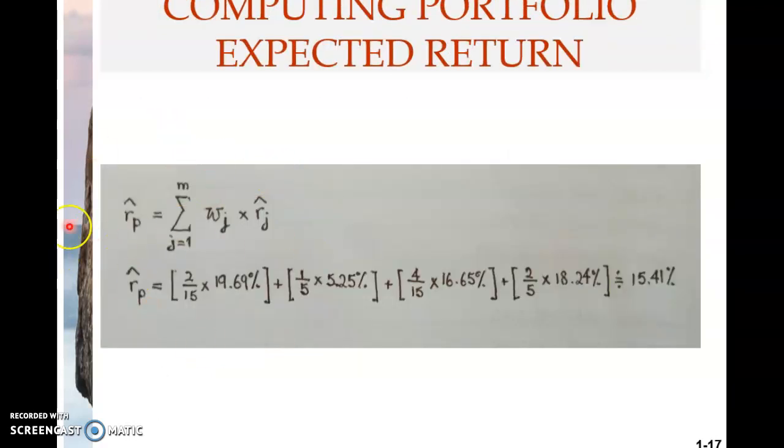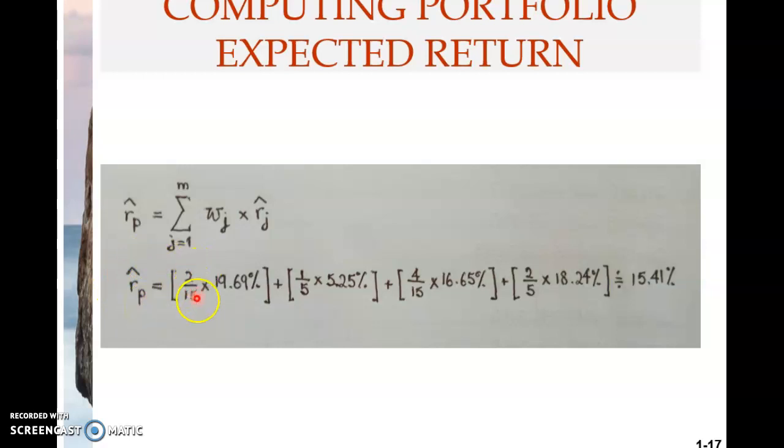Alright, this is the formula of the expected return for the portfolio given the expected return for the individual stock. J is the stock from 1 to M. In this case there are 4 stocks. So remember, I use the fraction rather than the decimal here. This is the expected return for the portfolio. Hat return means expected return for the portfolio. P here stands for portfolio.